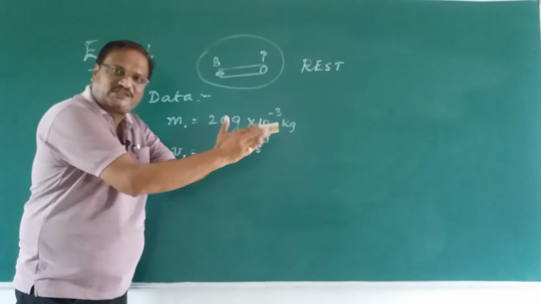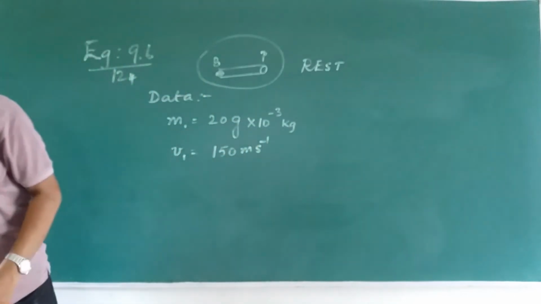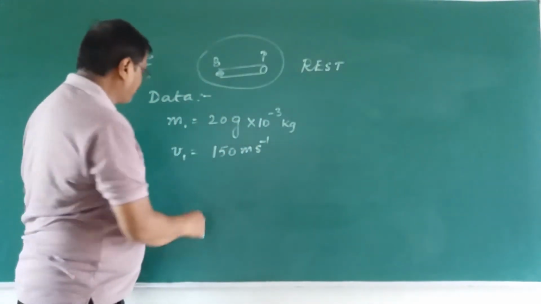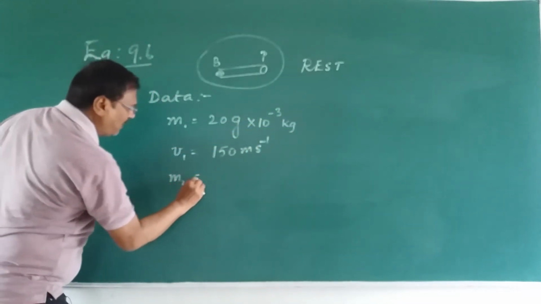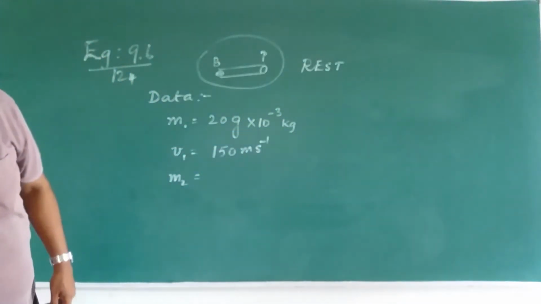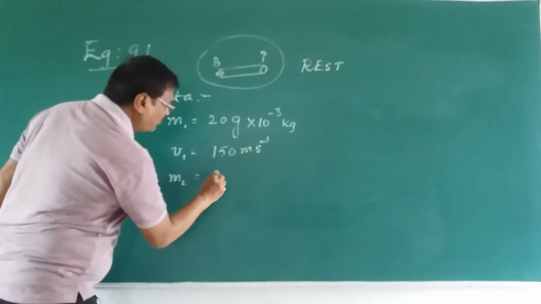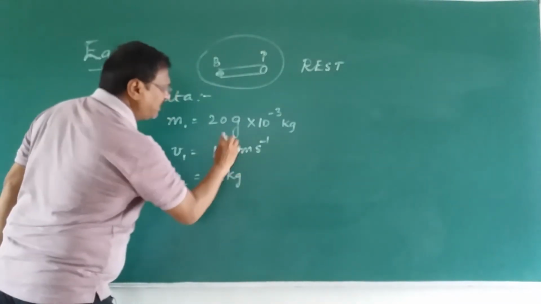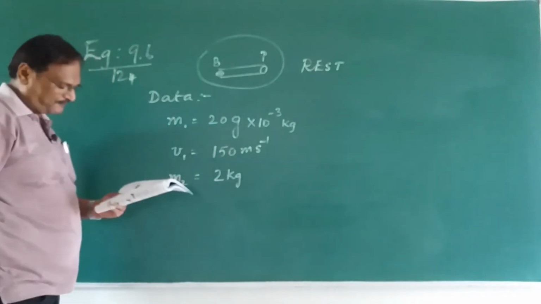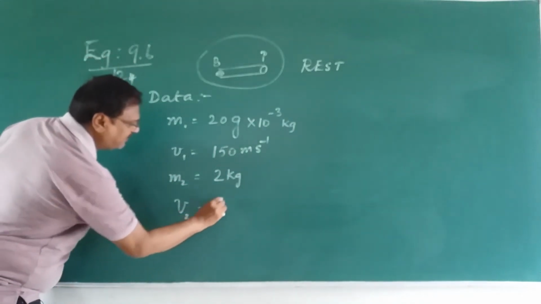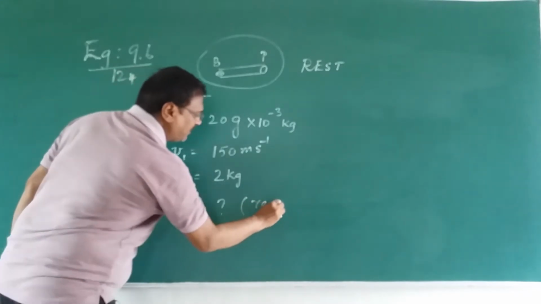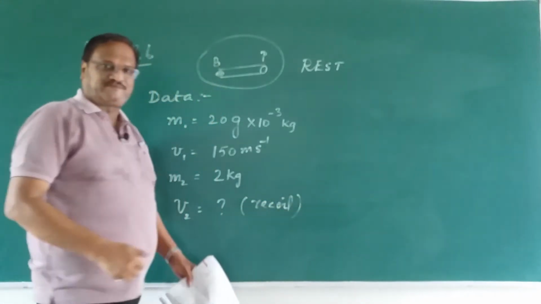But this is there. What is going to happen to this now? Let us see. Will it move or not? We should see. So, this is the final velocity. Now, m2, mass of the pistol, is 2 kilogram. So no need to change, this is gram, this is kilogram. And what is the recoil velocity? What is the word? Recoil velocity.